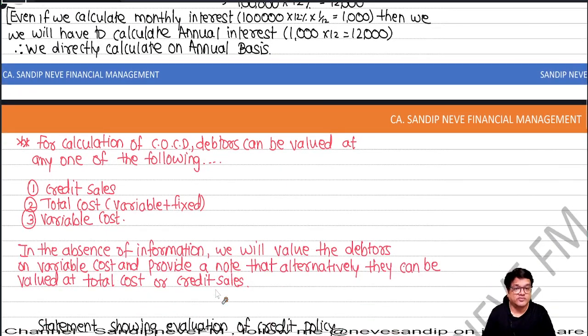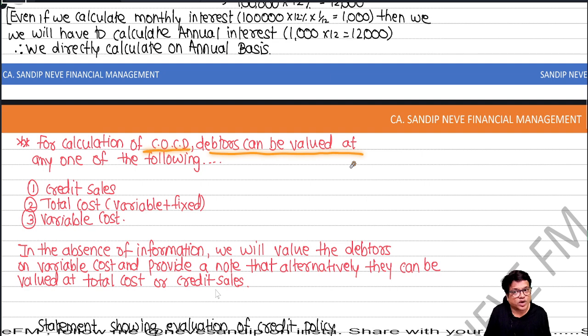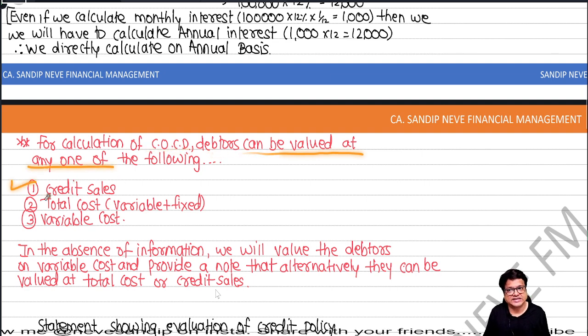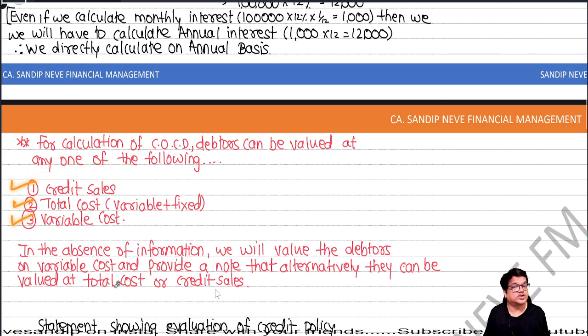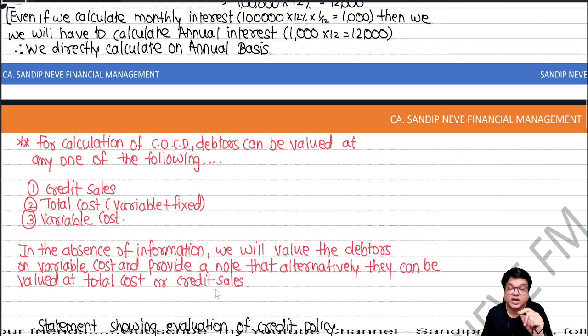Okay, one more important point. For calculation of COCD, debtors can be valued at what, people? Any one of the following: credit sales, total cost, and variable cost. What we have decided in the class is that if the question is silent, we will go with variable cost. But how to safeguard our answer, very important. We will write a note that in the absence of information, COCD has been estimated on variable cost. Alternatively, it can be done on total cost also.